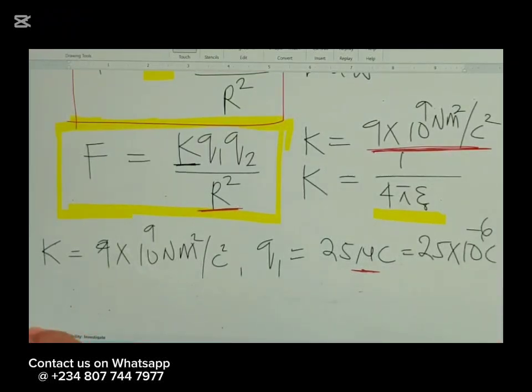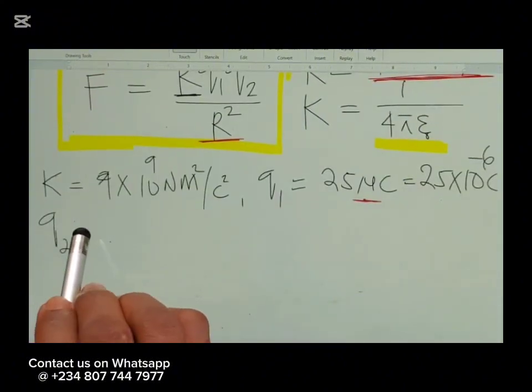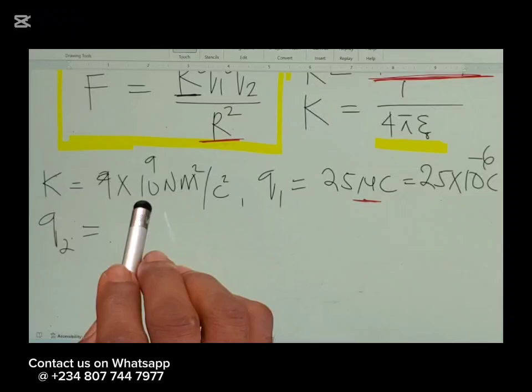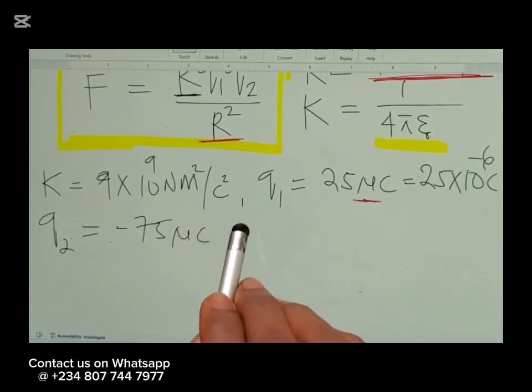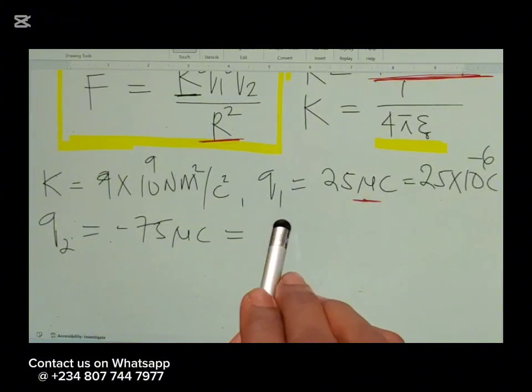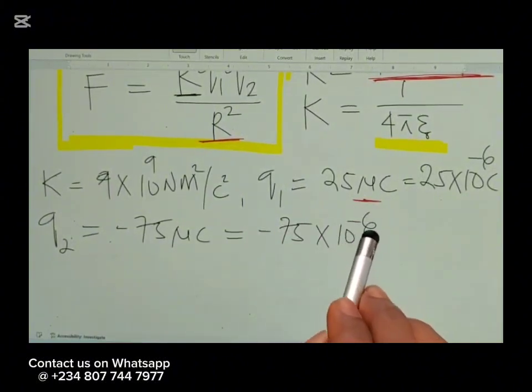So class, the value of Q2 here is given to us as minus 75 microcoulomb, which is said to be minus 75 times 10 to the power minus 6 in coulombs.